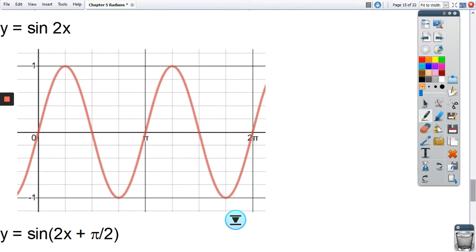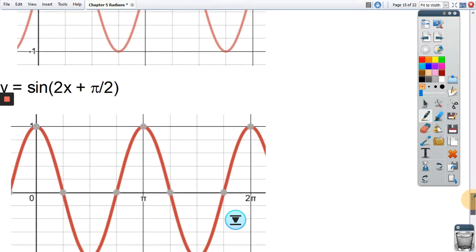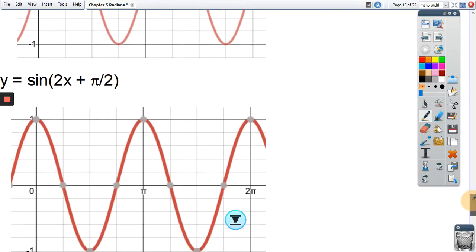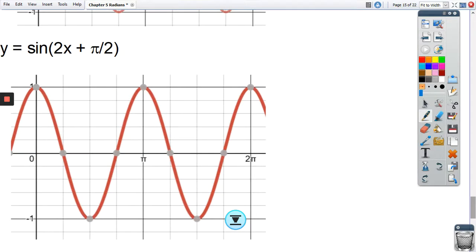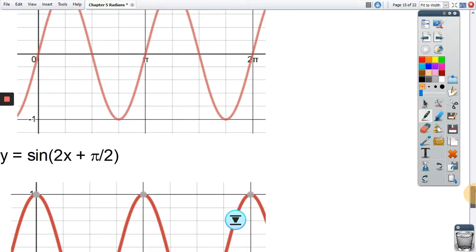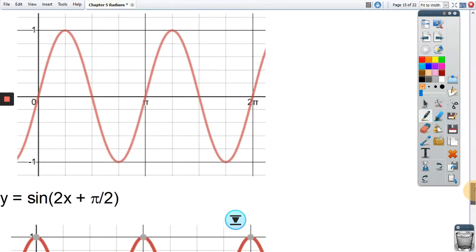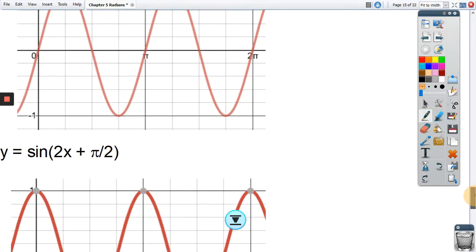It's a stretch in the x direction, scale factor of half. We've seen that before. And then once we've done that, what we've got to do is translate it, not where you'd want it to go. It does the opposite of what you want it to do, translates by pi over 2, but going the opposite way to the way that you want it to go.